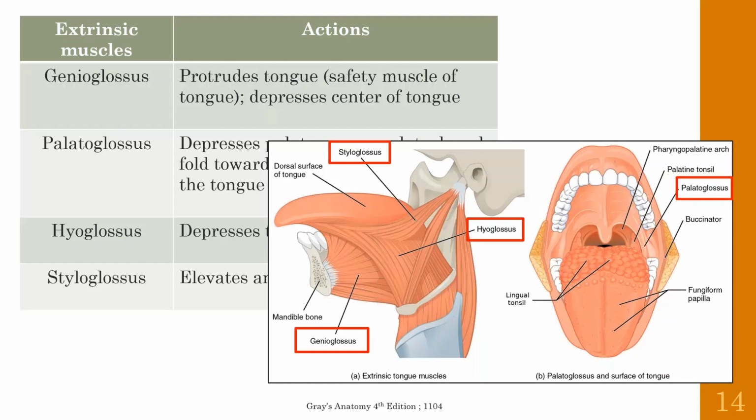Styloglossus muscle. It originates from the styloid process and later blends with the superior margin of hyoglossus and with the intrinsic muscles of the tongue. It causes retraction and it also pulls the back of the tongue superiorly.